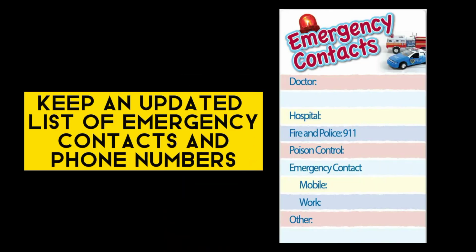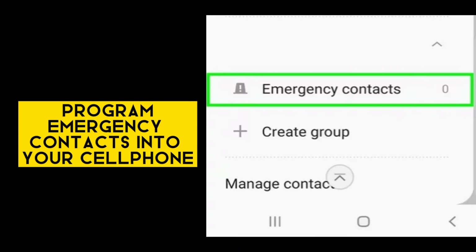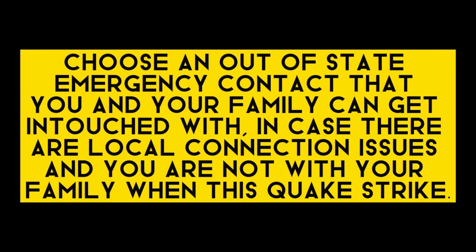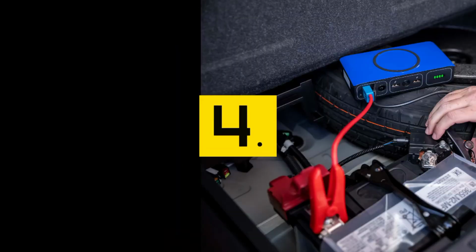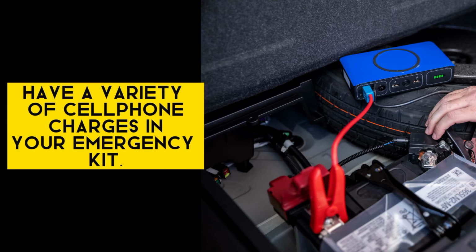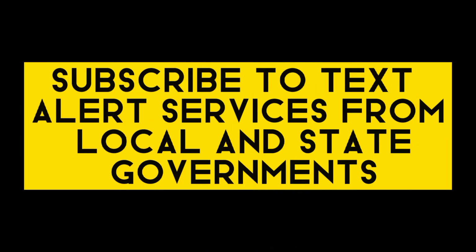Here is what to do before an earthquake to prepare. First, keep an updated list of emergency contacts and phone numbers. Second, program emergency contacts into your cell phone. Third, choose an out-of-state emergency contact that you and your family can get in touch with in case there are local connection issues and you are not with your family when the quake strikes. Fourth, have a variety of cell phone chargers in your emergency kit. And last but not the least, subscribe to text alert services from local and state governments.